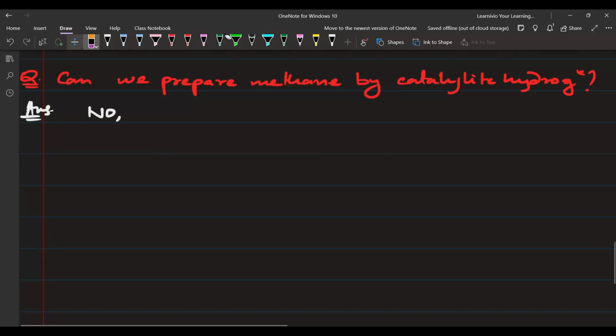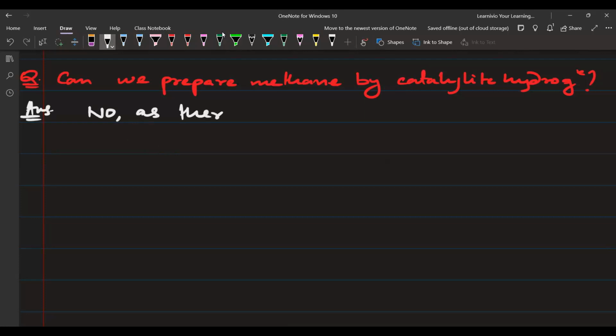Please tell me. No. Why no? As you know, what is needed in catalytic hydrogenation? Alkene or alkyne. We need an alkene or alkyne. So neither an alkene nor an alkyne can be made by one carbon atom. Both of them need at least 2 carbon atoms in order to have a carbon-carbon pi bond. Yes or no?